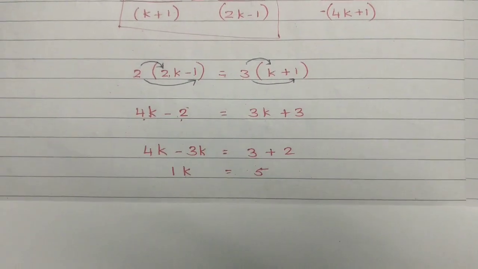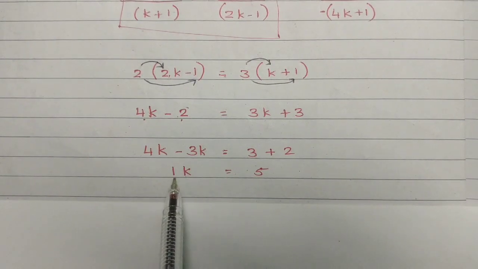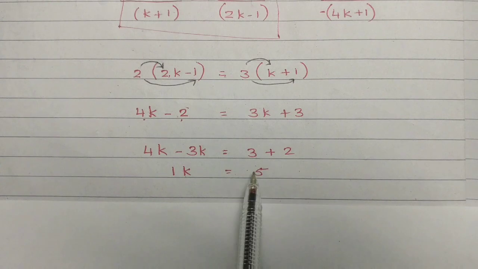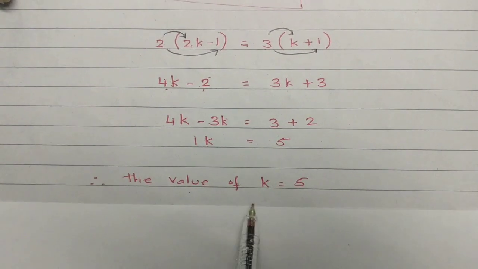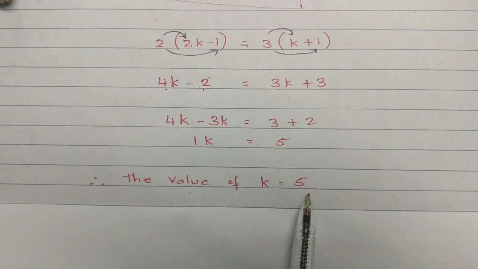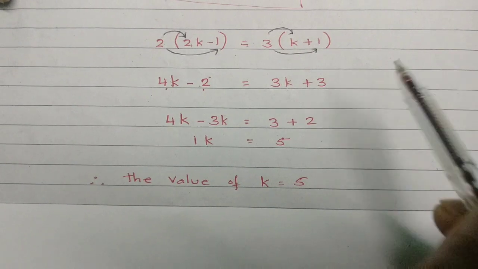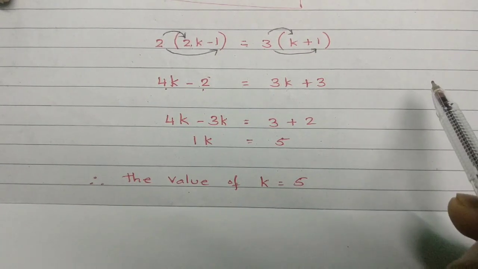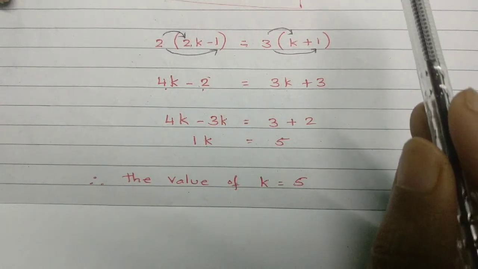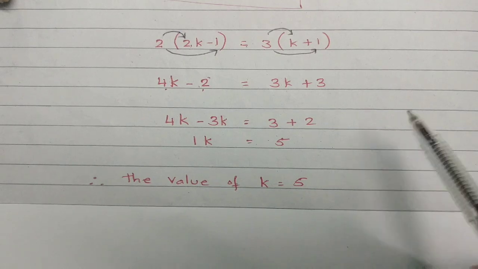So once I solve that, what I will get is 4k minus 3k is equal to 1k, and 3 plus 2 is equal to 5. So therefore, the value of k is 5. If you do all this, you will get another 1 mark. So for the board exam, this question is asked for 2 marks. 1 mark for the first part of it and 1 mark for the second.